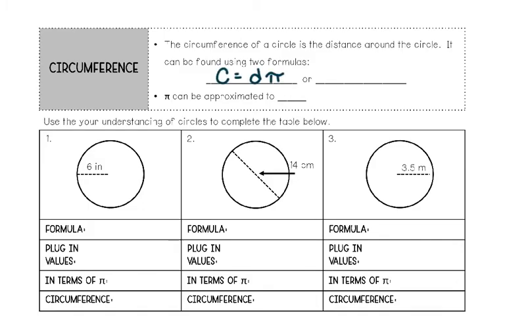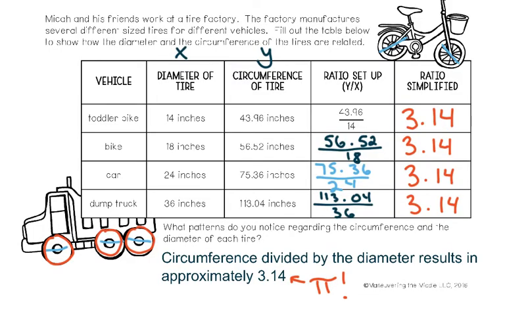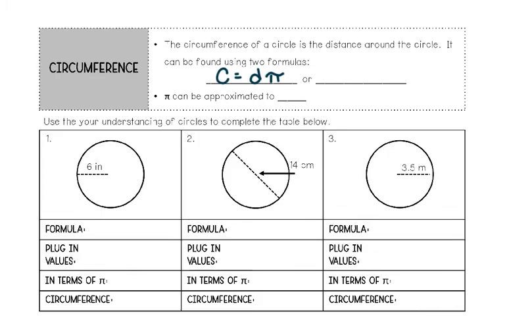So if you have a perfect circle, you can find the circumference with a few formulas. The first one is going to be circumference equals the diameter times pi. In the last example we just did, you saw that pi equals the circumference divided by the diameter. So this is just a different way to write it.